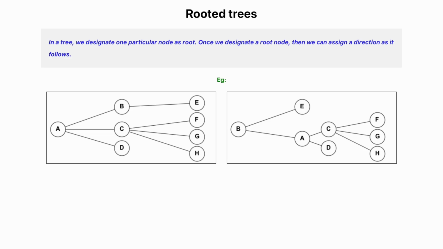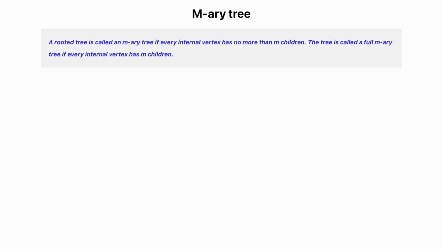M-ary tree. A rooted tree is called an M-ary tree if every internal vertex has no more than m children. The tree is called a full M-ary tree if every internal vertex has m children. An M-ary tree with m equal to 2 is called a binary tree. Binary trees are a commonly used type which constrain the number of children to at most 2.